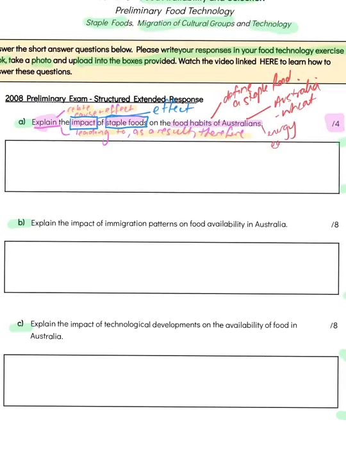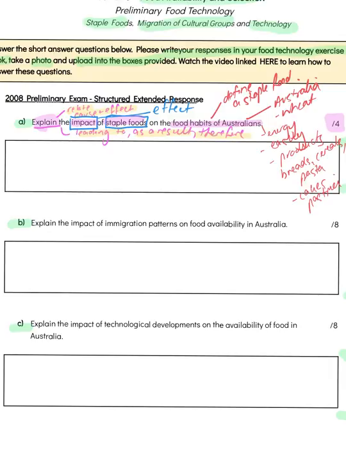It grows really easily due to our climatic conditions, and it can be processed using technology to produce a range of different products that Australians enjoy every day. These include foods like breads, cereals, pasta, as well as some discretionary foods like cakes, pastries, etc.